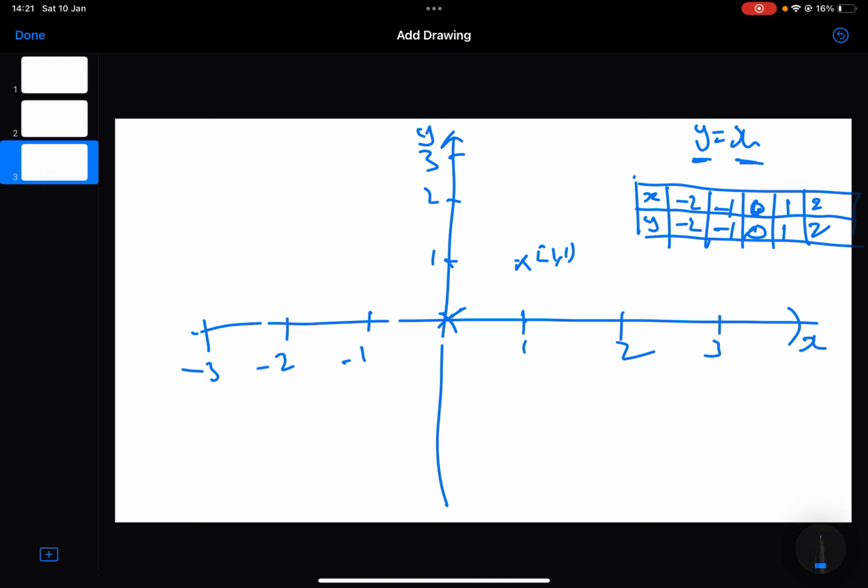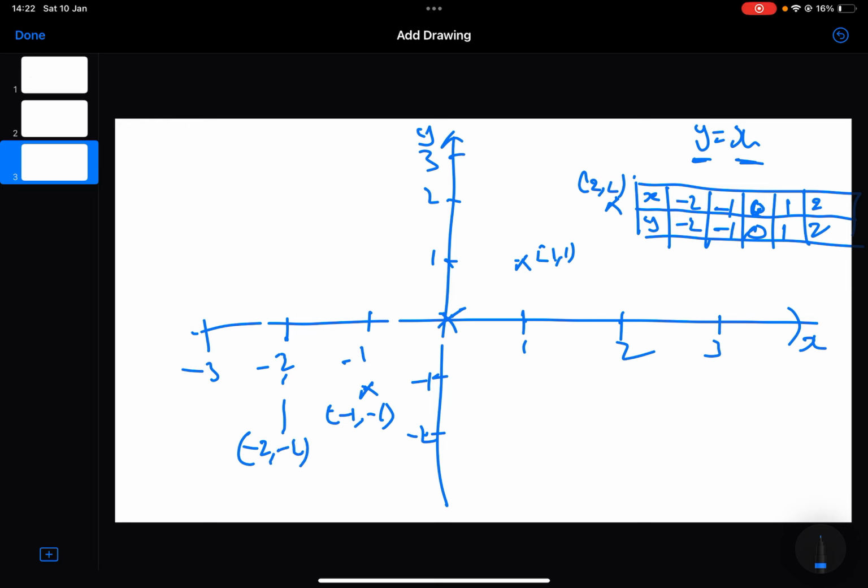Go right 2 units, go up 2 units. This is the point (2, 2). Go to the left 1 unit, then go down 1 unit. This is the point (-1, -1). When I have (-2, -2), this is the point (-2, -2).